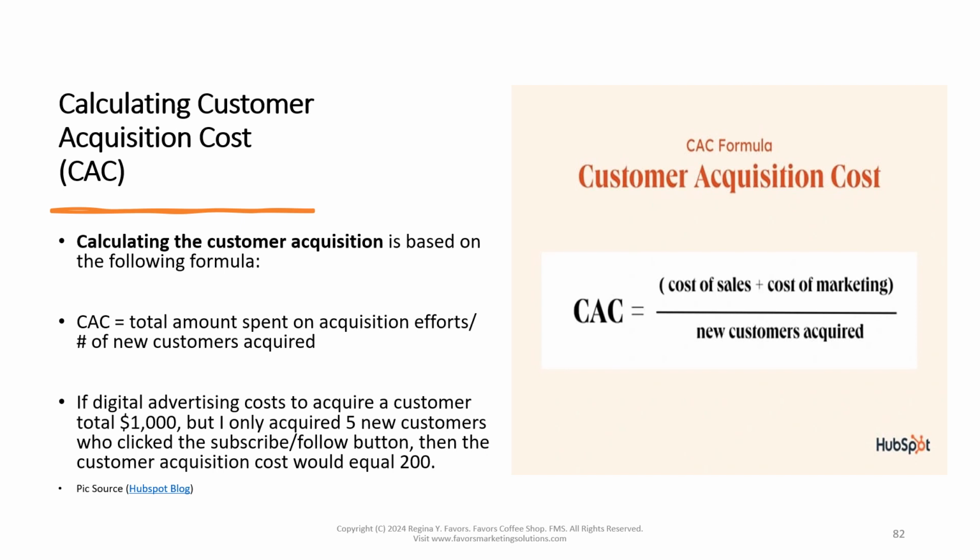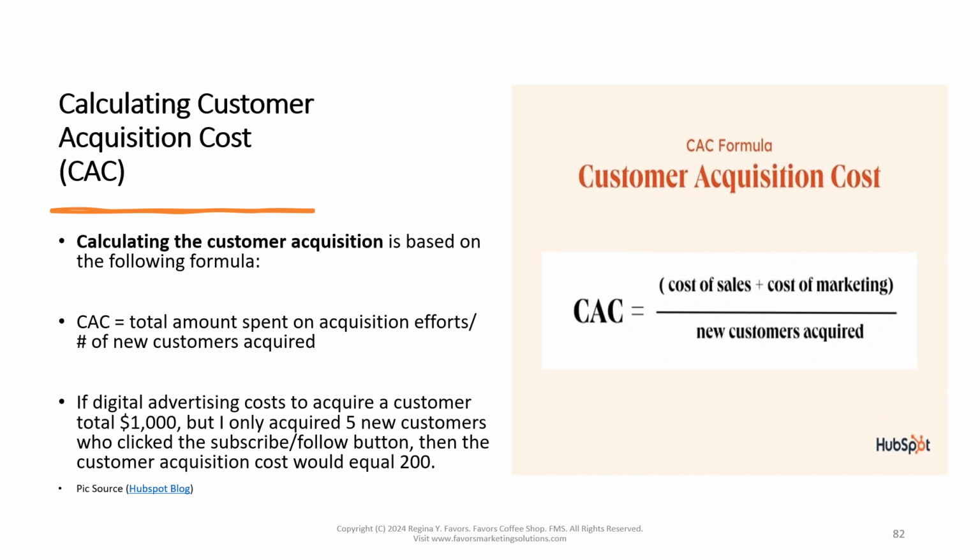So you want to calculate customer acquisition cost, and here is a figure. Calculating customer acquisition is based on the following formula: CAC, customer acquisition cost, equals total amount spent on acquisition efforts over the number of new customers acquired. So that visual is kind of clear. Cost of sales plus cost of marketing over new customers acquired.